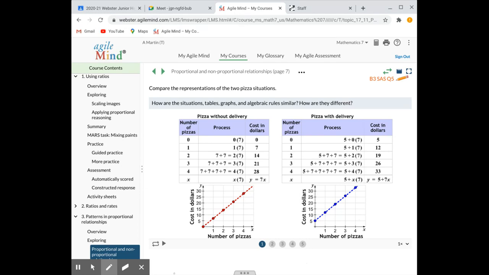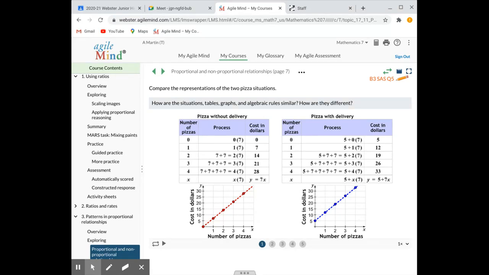So looking at the pizza without delivery and looking at the pizza with delivery, how are they the same and how are they different? They're different because one of them goes through the origin while the other doesn't. Okay. What's another thing that's different about them? One of them is proportional and one of them isn't. Correct. One of them starts at 5 and the other one starts at 0. Correct.